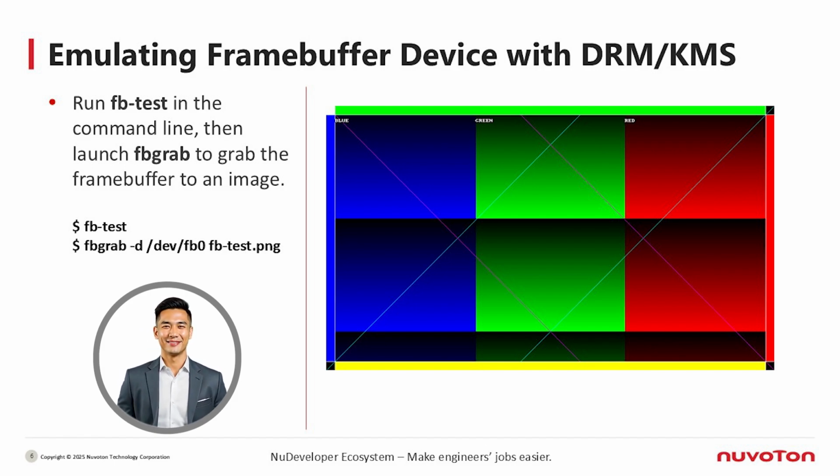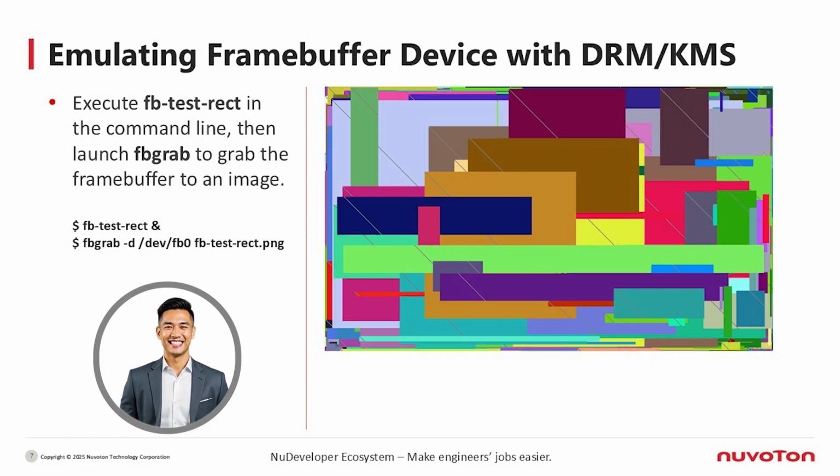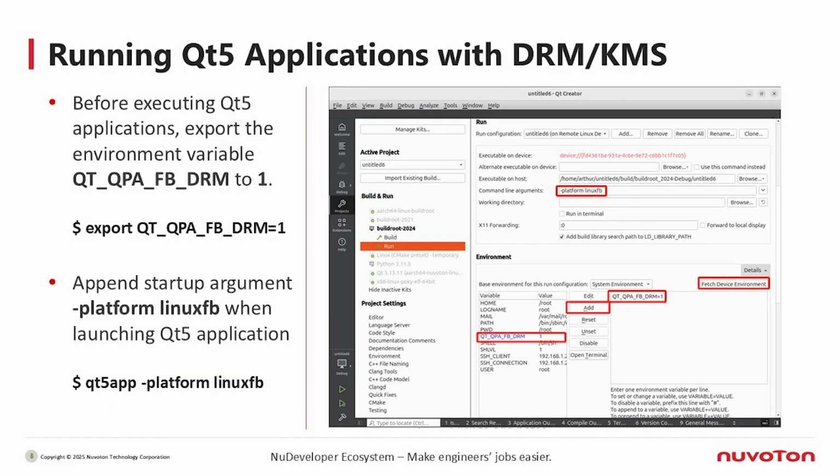fbgrab -d /dev/fb0 fbtest.png. Let's execute the fbtest rect to emulate the Framebuffer now. Run fbtest rect as follows: fbtest rect &. Start fbgrab to take a screenshot: fbgrab -d /dev/fb0 fbtestrect.png.